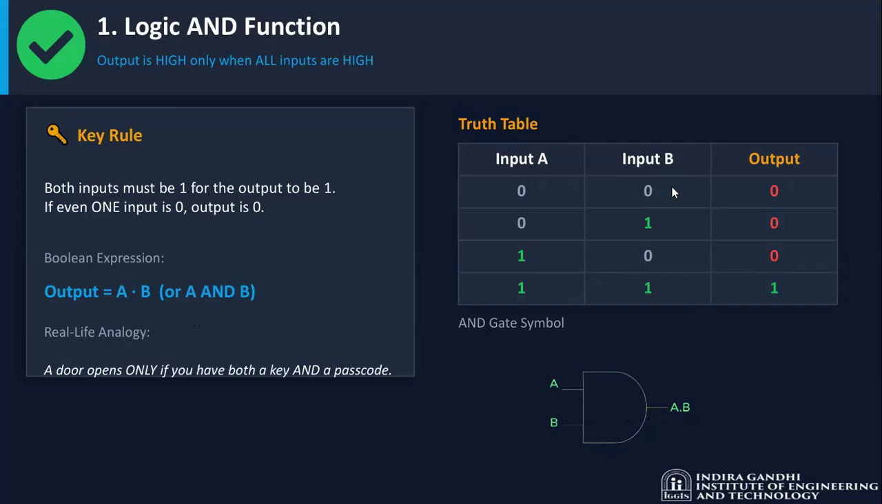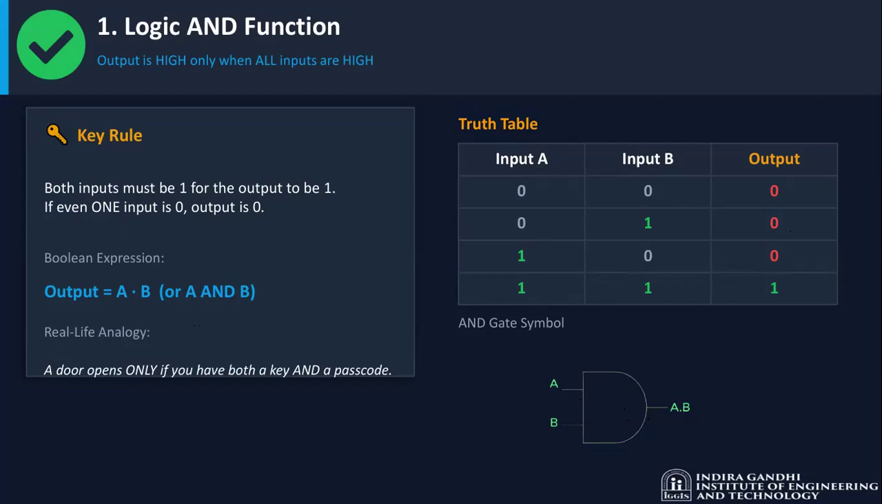That is, look at this truth table. We can see two inputs, input A and input B. If we give both inputs as 1, we get an output 1. If any one of the inputs is 0, we get an output 0.